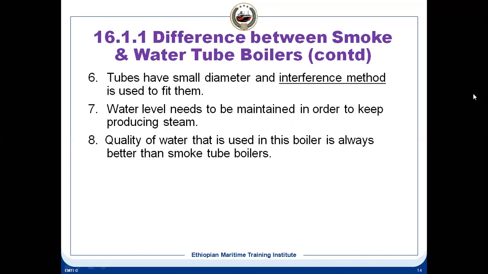Tubes have smaller diameter and the interference method is used to fit them. We'll come to this. Now, tubes in a water tube boiler, since the smoke does not have to pass through the tubes, only have to contain water. The tubes have smaller diameters. That means you can have a large number of tubes, which will increase your surface area, which is required for heat transfer. Now, what is meant by the interference method?